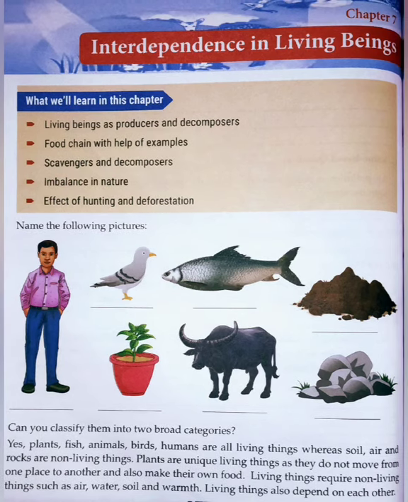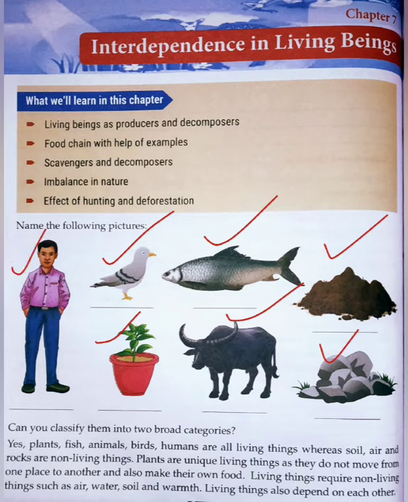Here you can see some pictures are given. As we can see, it's a man standing. Here the sparrow, fish, soil, rock, buffalo and plant. So can you classify them into two broad categories?